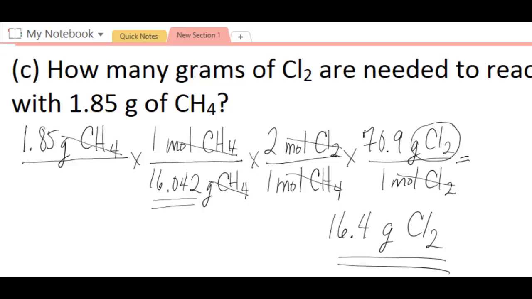So we've solved all parts of all of these problems, a couple different examples of how you convert among moles and grams when you're dealing with reactants and products in a balanced chemical equation.